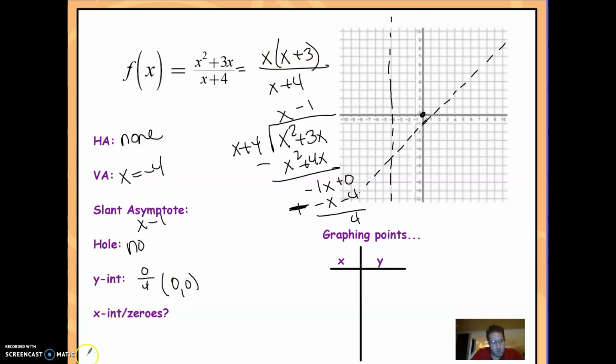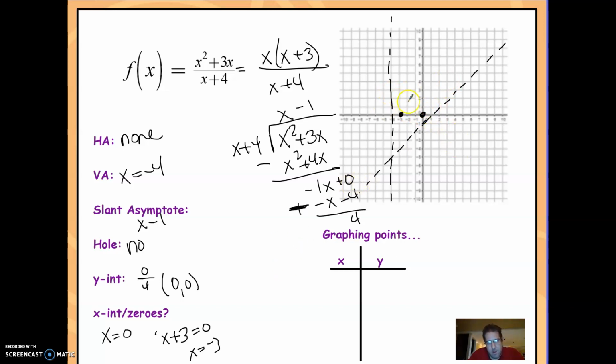X-intercepts, which means the numerator would be 0. So x equals 0 is one of them. And x plus 3 equals 0, so that'd be x equals negative 3. So (negative 3, 0) is one of the x-intercepts. And (0, 0), of course, is one of the x-intercepts because we already knew that, because it's right there.